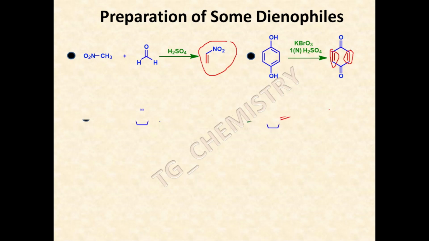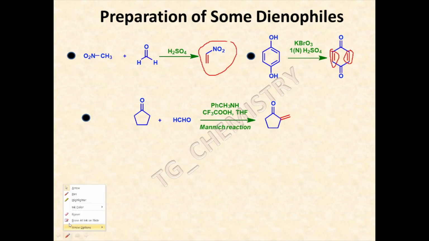Then we can go for another reaction. In the Mannich reaction, you can see the cyclic ketone reacting with formaldehyde, and by means of acidic media in the Mannich reaction, you know the protocol of the Mannich reaction, you eventually can lead to the formation of a dienophile system, this one, which is an exocyclic olefin basically of a cyclic ketone.